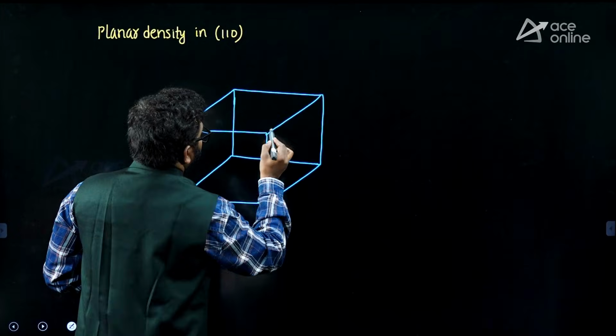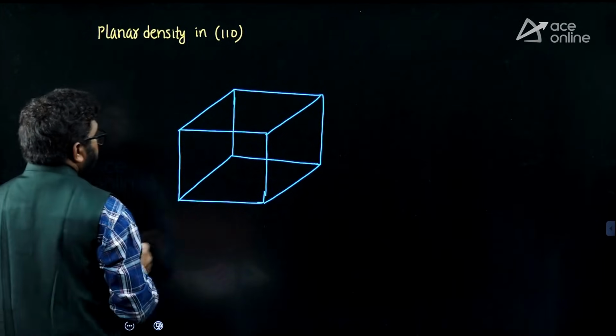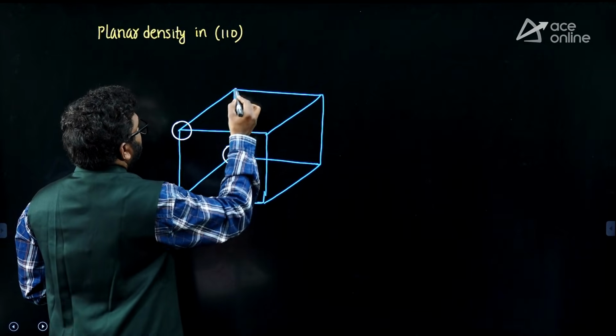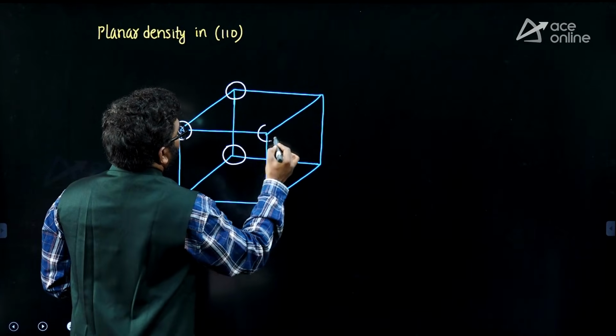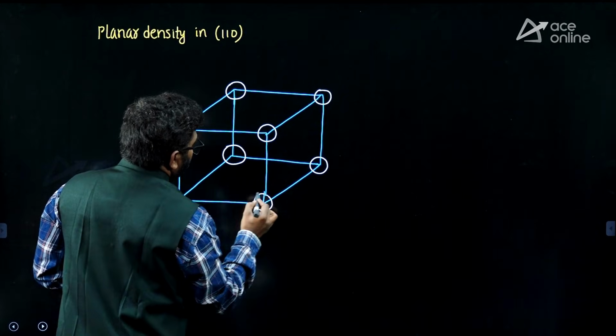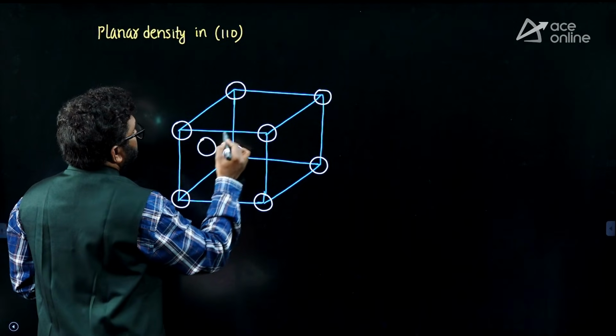Right? Now here, listen carefully. At every face corner, one atom. So 8 atoms are located at 8 corners, and one atom is located at the face center. At every face center, one atom.